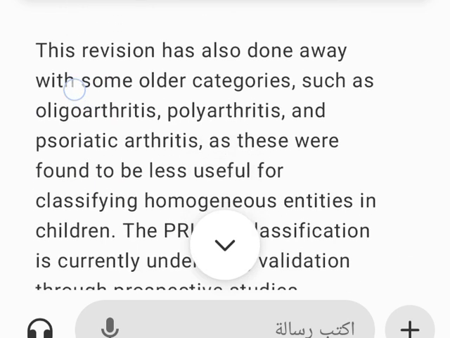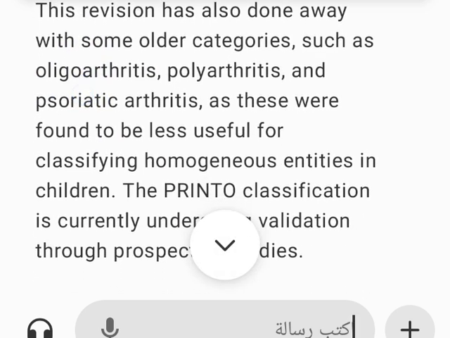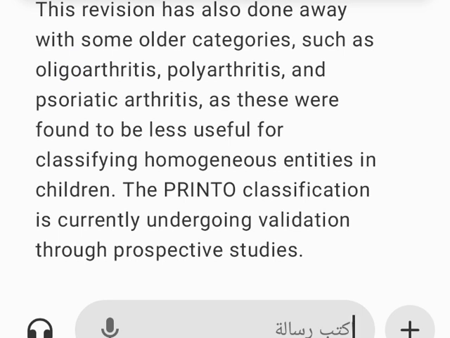This revision has also done away with some older categories, such as oligoarthritis, polyarthritis, and psoriatic arthritis, as these were found to be less useful for classifying homogeneous entities in children. The PRINTO classification is currently undergoing validation through prospective studies.